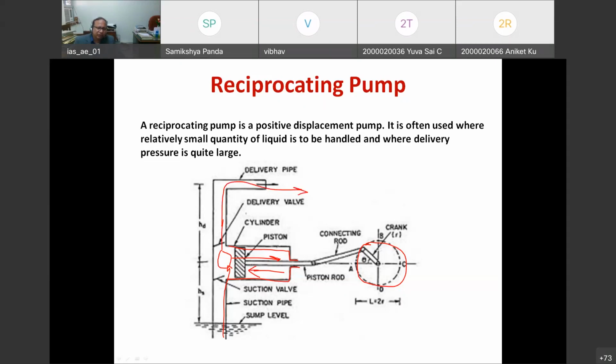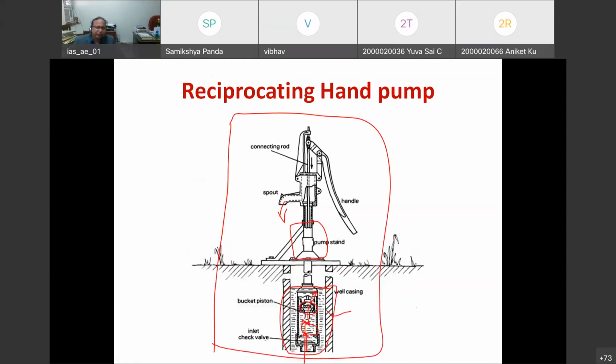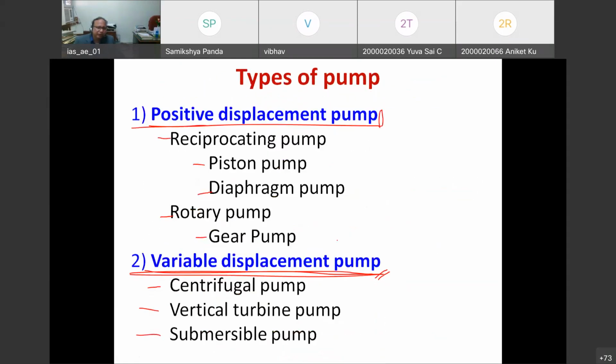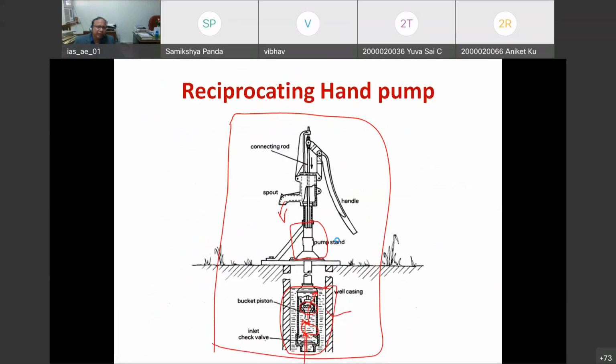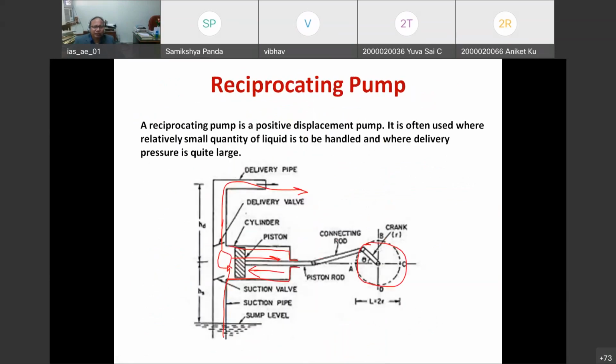In this, if a higher speed is there, there will be more discharge. If less speed, less discharge will come. And generally, as I told, this is a positive displacement pump. Positive displacement pump means we have very good control over the discharge.